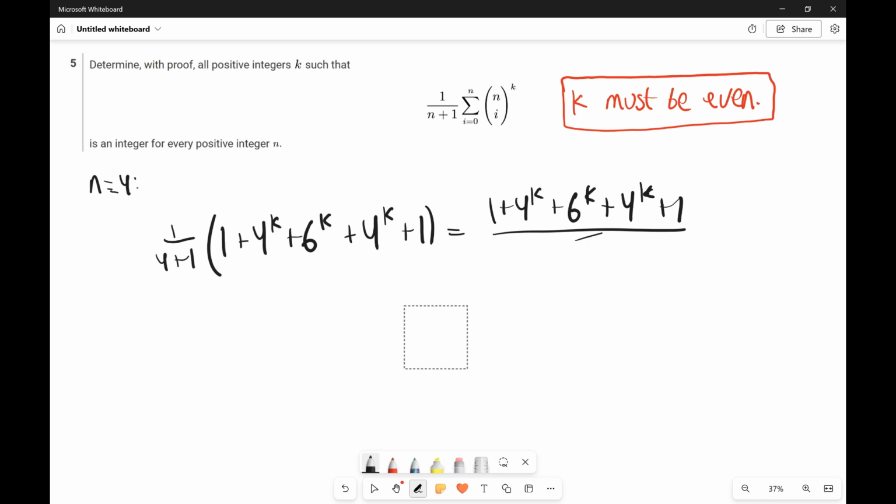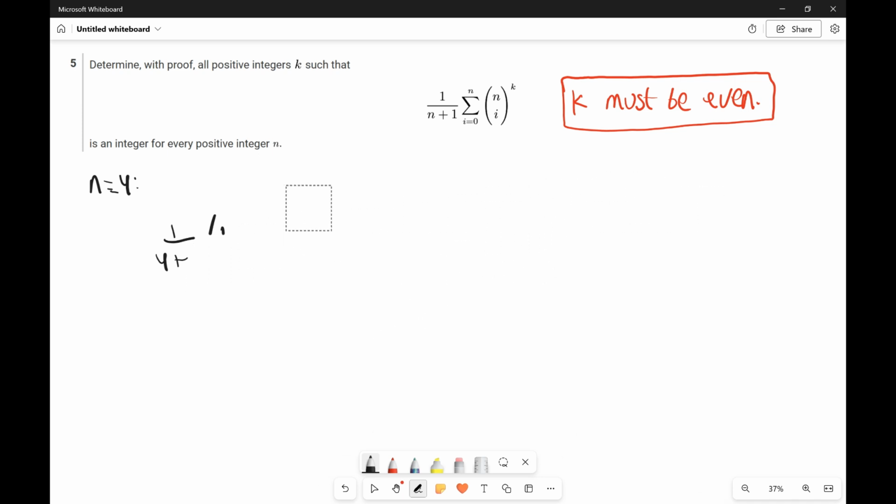So it seems like k even is the answer based on looking at small cases. And furthermore, whenever k is even, when we have 1, 4, 6, 4, 1, for example, all of them are just equal to 1. So that should do it, right? Well, we should try out some more values of n just to be safe.